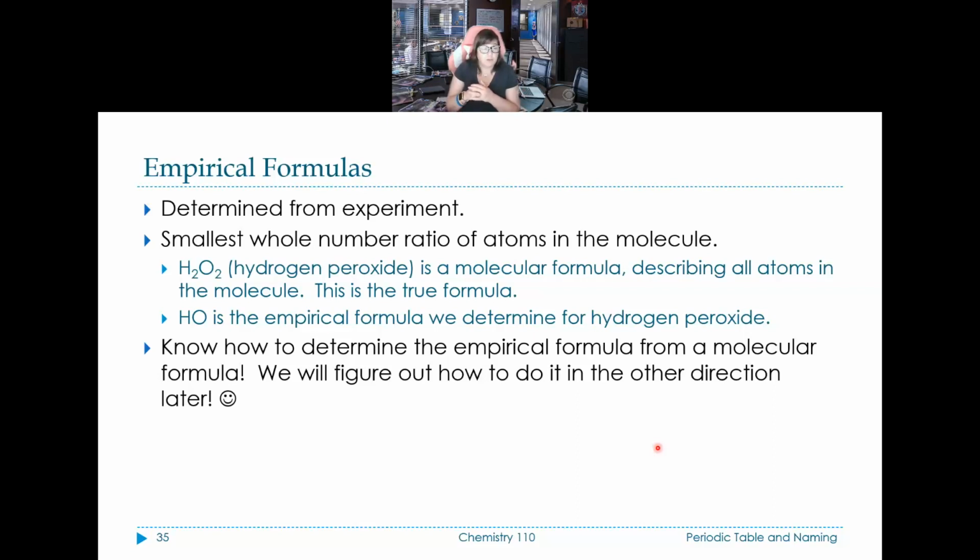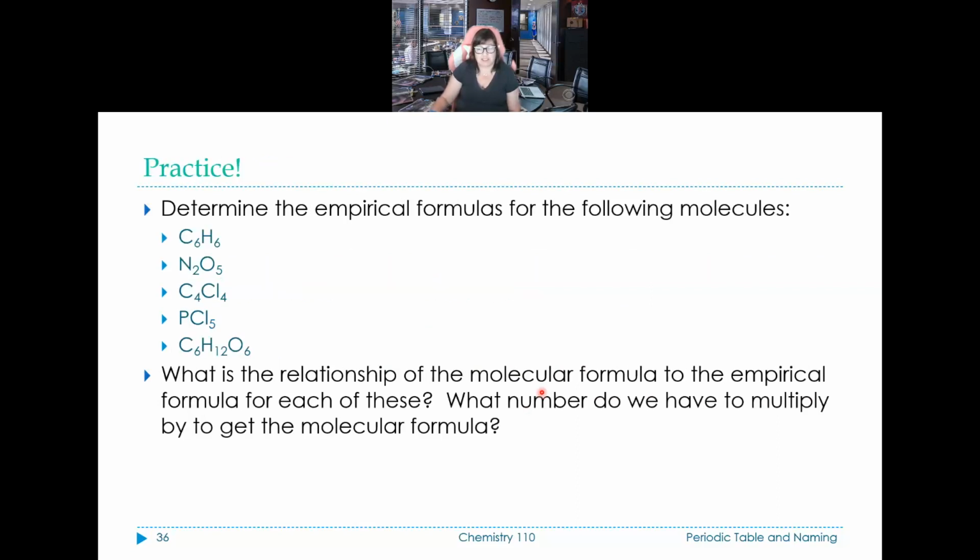1 to 1. Okay, so we need to know how to determine the empirical formula from a molecular formula, and we'll talk about how we get a molecular formula from an empirical formula. At this point, you should be comfortable taking a molecular formula and dividing everything out so that you have the lowest whole number ratio. Okay. And to see if you understand that, we're going to determine the empirical formulas for the following molecules. So I want you to do these on your own. Please take some time and do them on your own. And then let's talk about what this actually is.